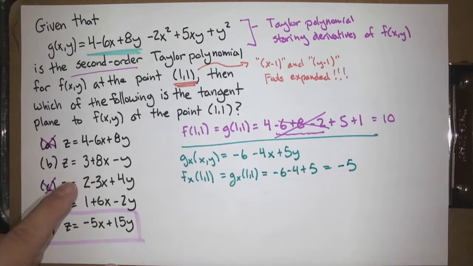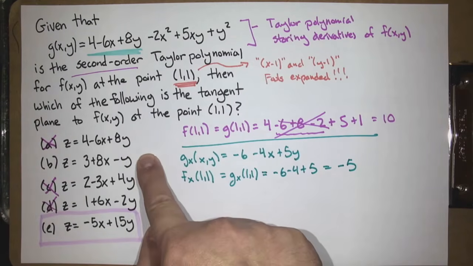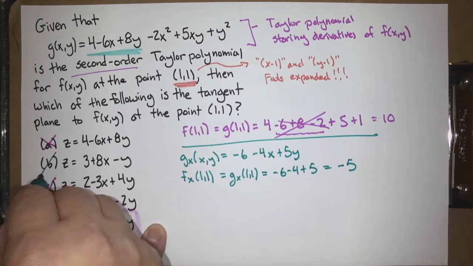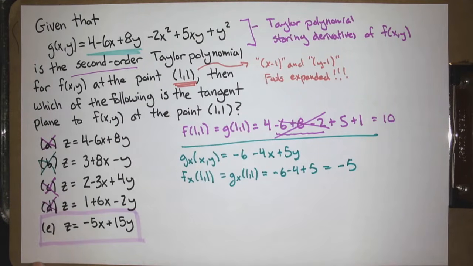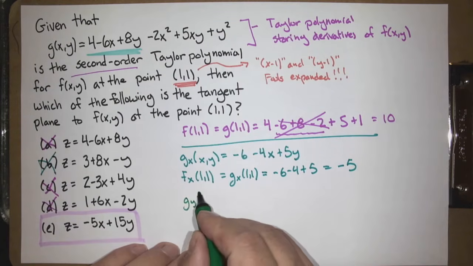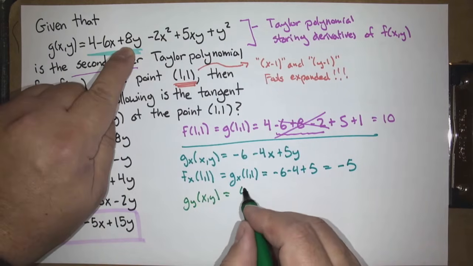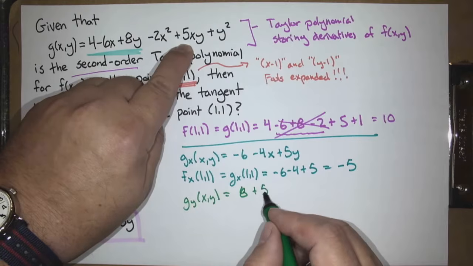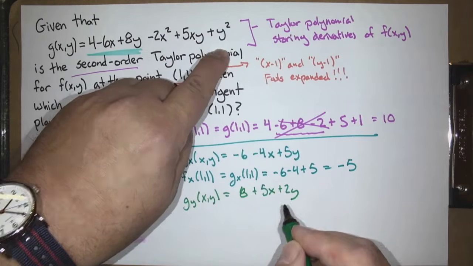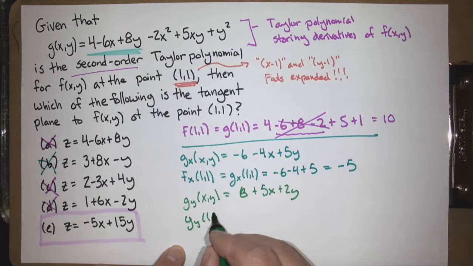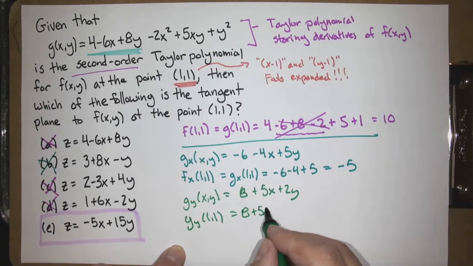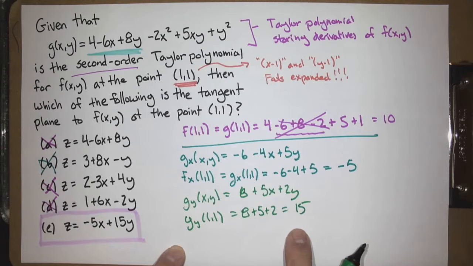So which one of these two has f sub x equal to negative 5? Well, it's definitely not B. So we now know the answer is E, but we'll keep going. Similar process: G sub y of x comma y. So take the derivative with respect to y. We get 8 plus 5x plus 2y. Plug in (1, 1): 8 plus 5 plus 2 makes 15.